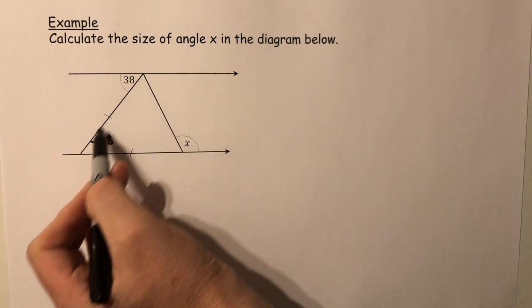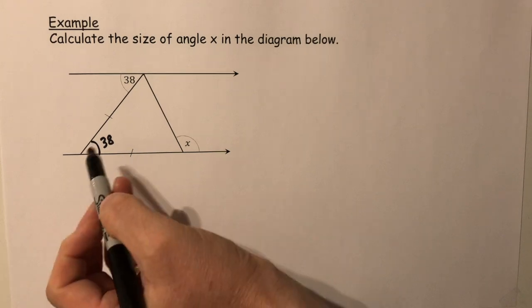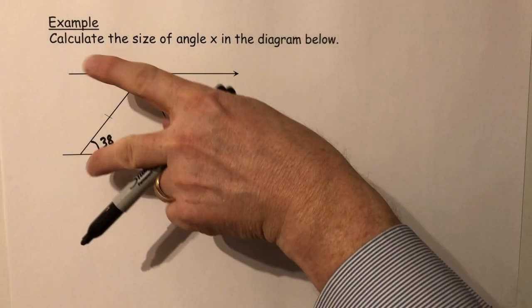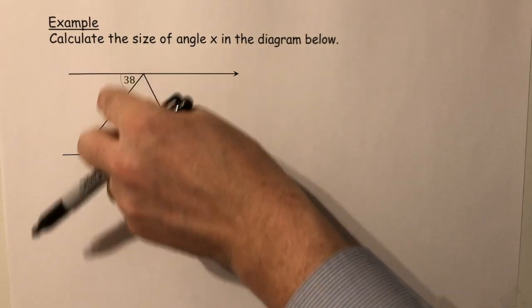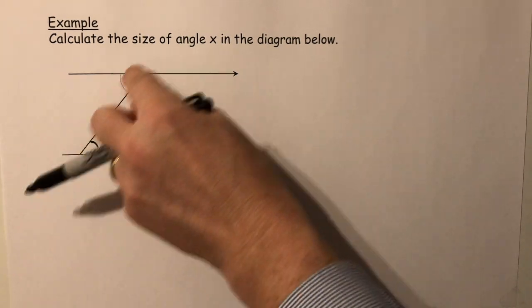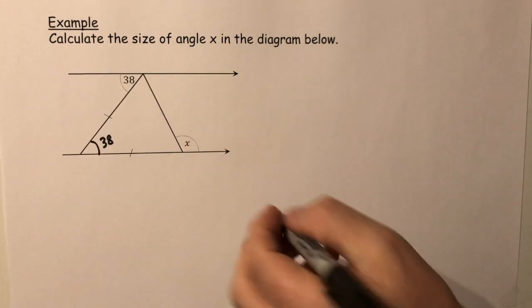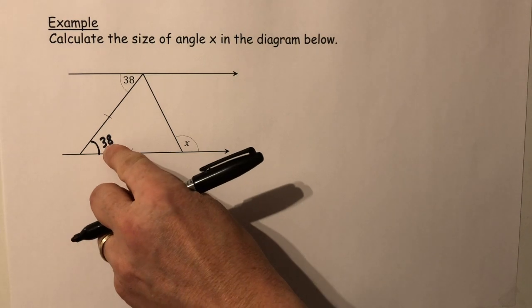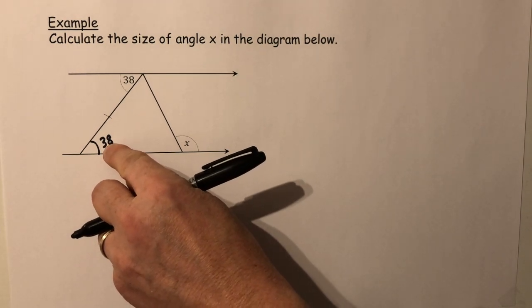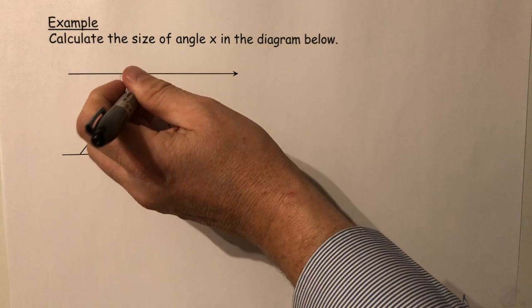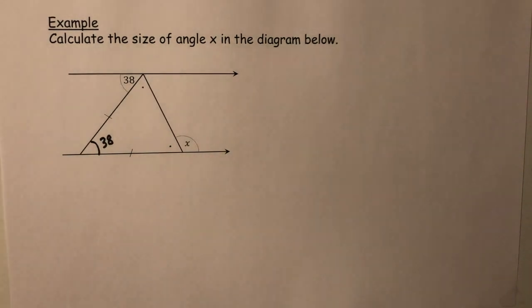Some people like to say it's because we can draw the letter Z around it, but they're alternate angles because they are inside the parallel lines and they're on alternate sides of that line. So they're alternate angles. With that being alternate angles at 38 degrees, we now have enough information to find both of these angles.